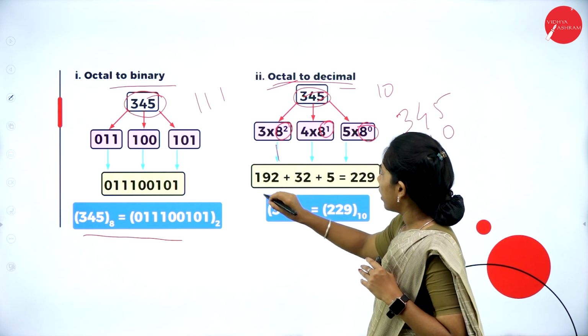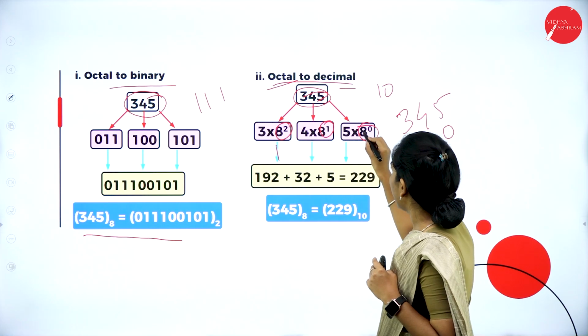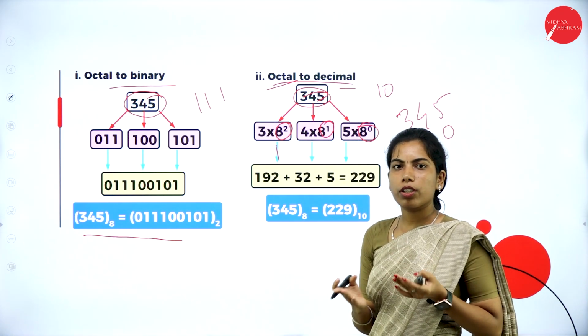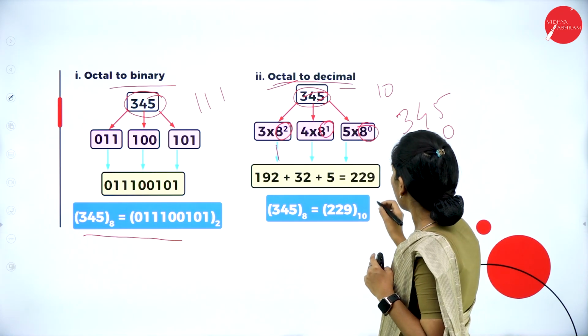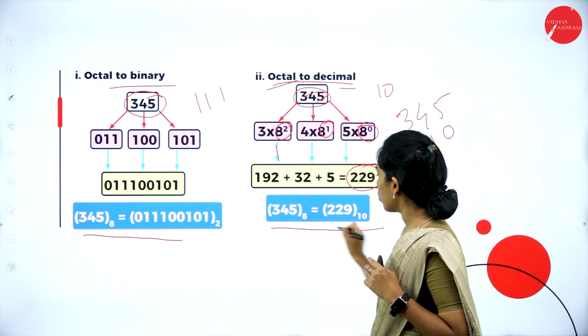When I combine all this, it becomes 192 plus 32 plus 5. Any number power 0 means you will get 1 as the result. So I got 229 as the decimal value. So here you can see.